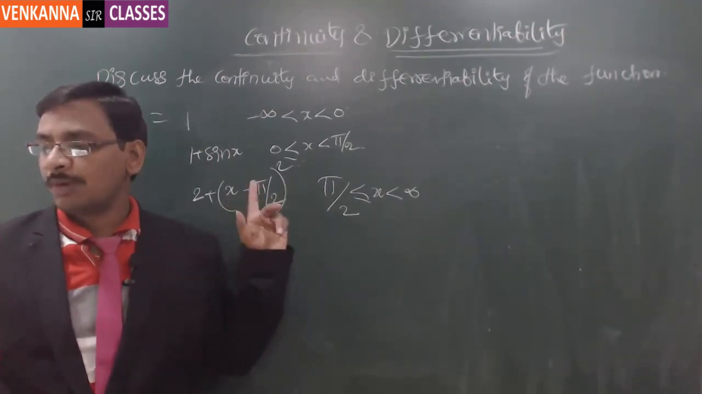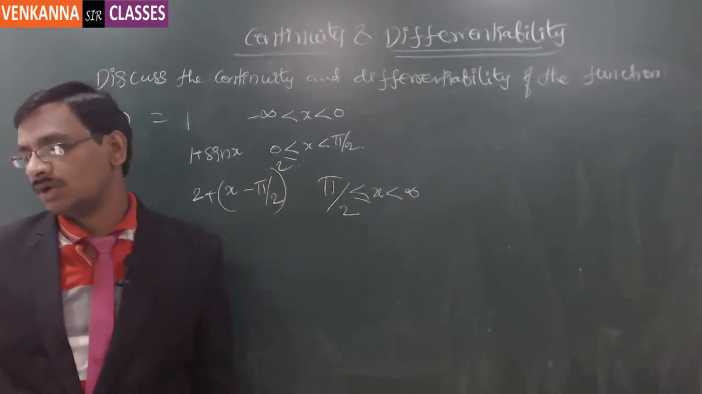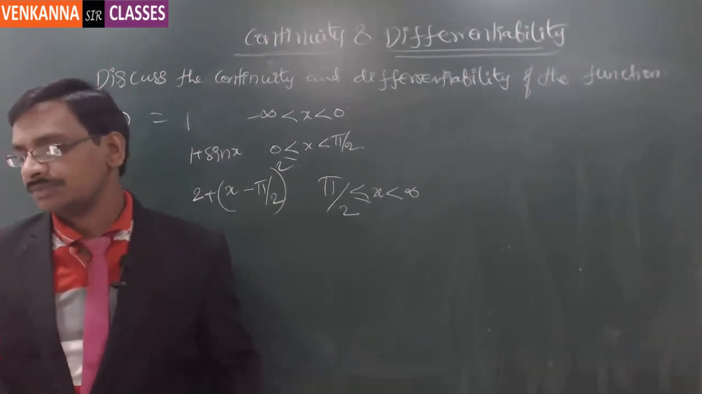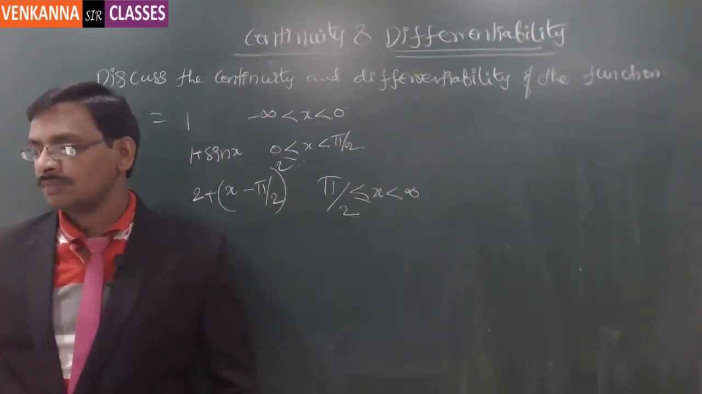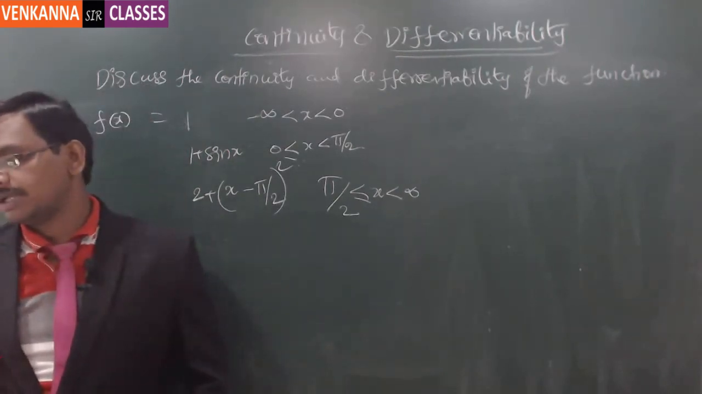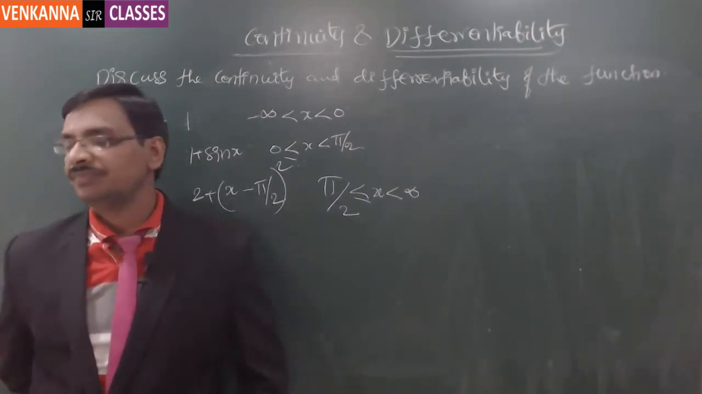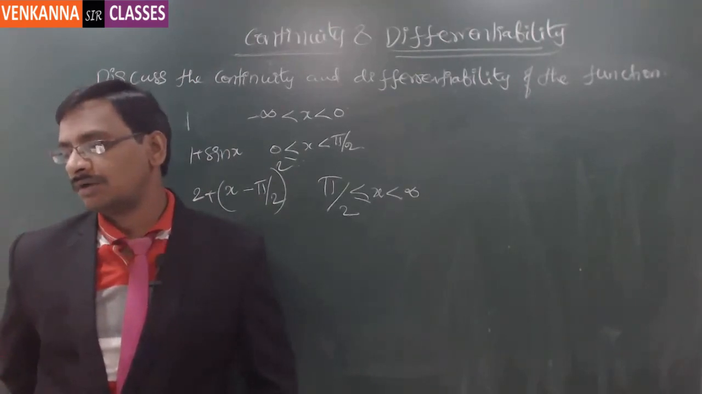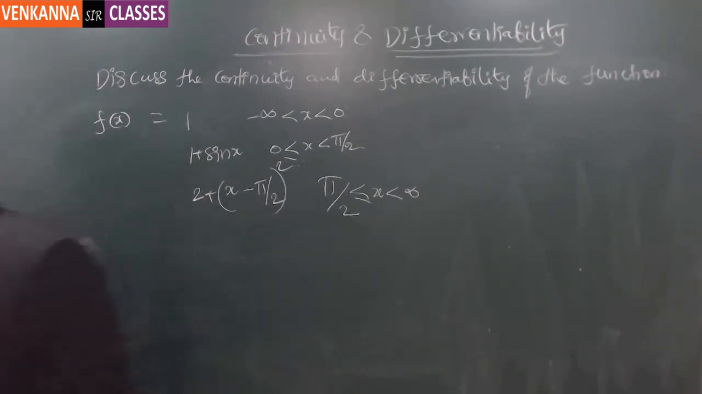Now, there are two possible locations where there might be a discontinuity or non-existence of differentiability. What are those points? One is at 0, that is correct, and another at pi by 2, exactly. Those are the two possible locations where there is a possibility of non-continuity or non-differentiability. Now, can you test whether the function is continuous and differentiable at 0 and pi by 2?